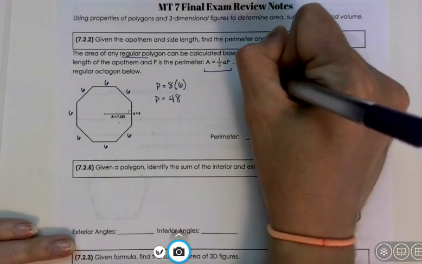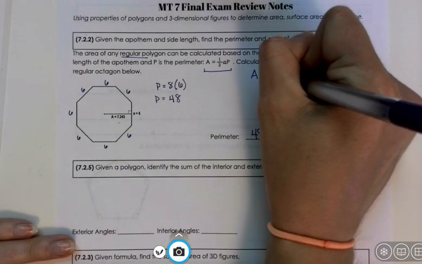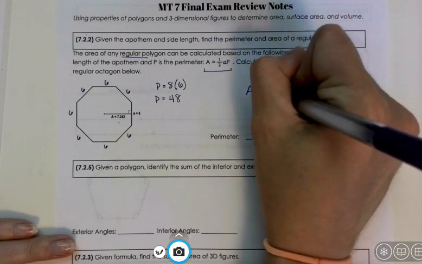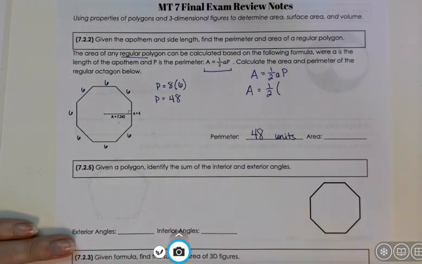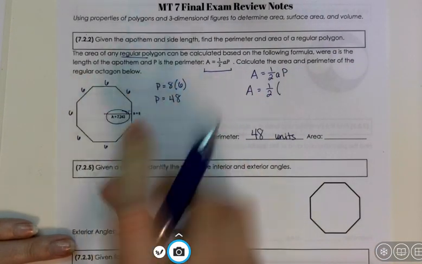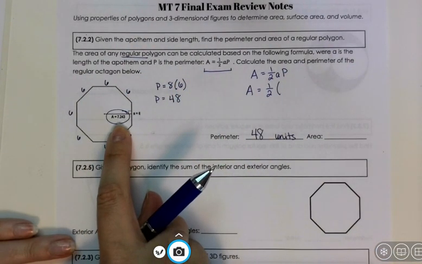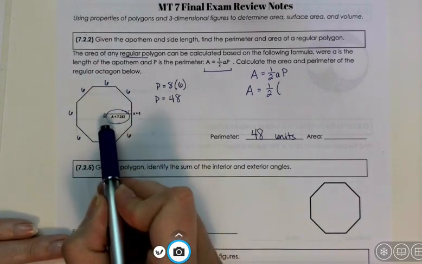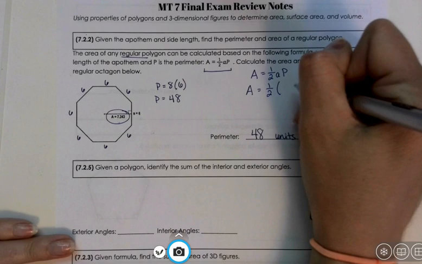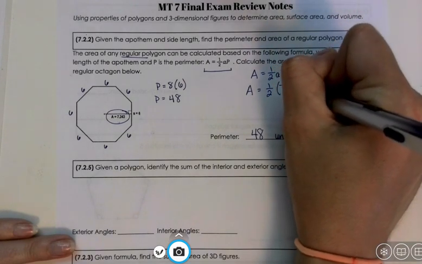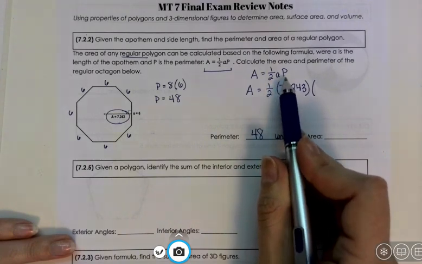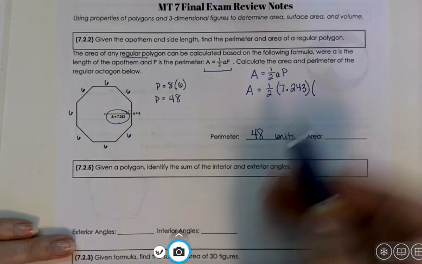So now we're going to calculate our area. We have area equals 1/2 our apothem times our perimeter. So we keep the 1/2 there. My apothem is this 7.243. My apothem is from the center of my polygon, and it has to be perpendicular to a side length. So I'm going to plug that number inside parentheses. And then after my apothem, I'm also multiplying by my perimeter, which is 48.